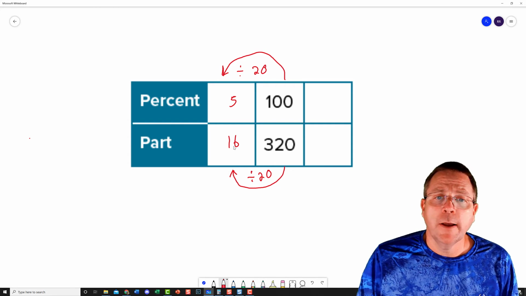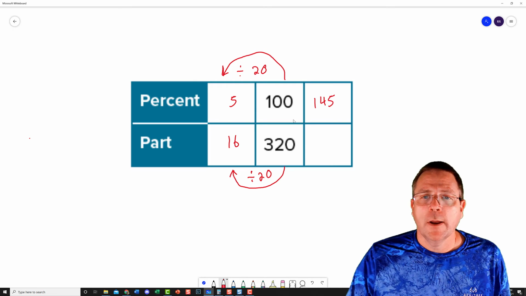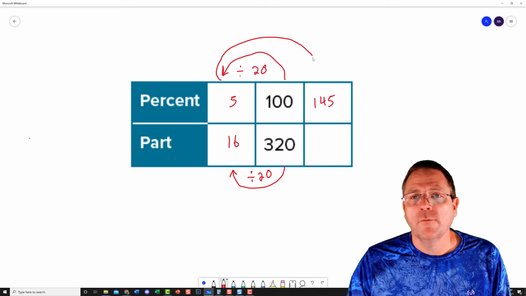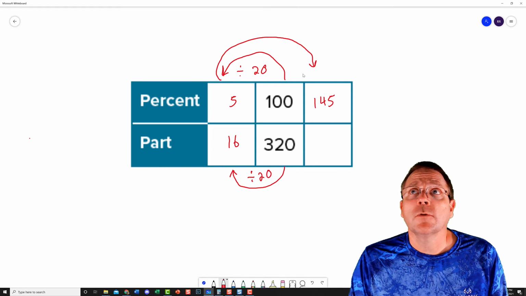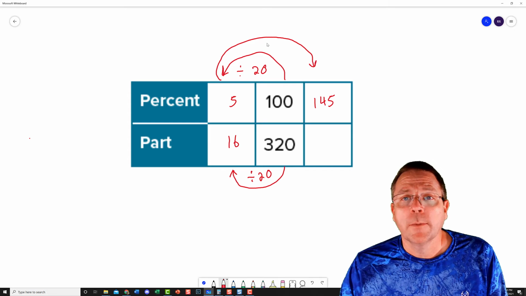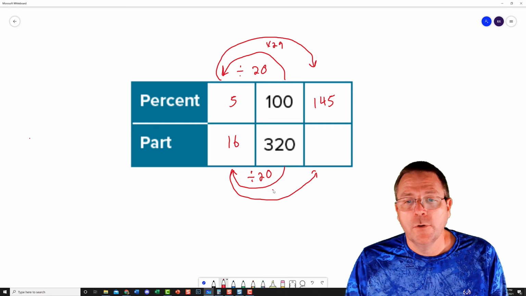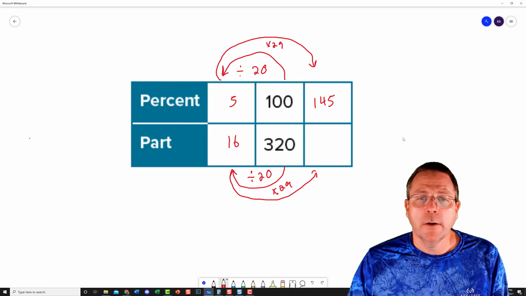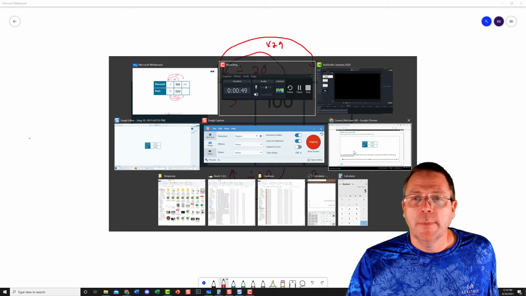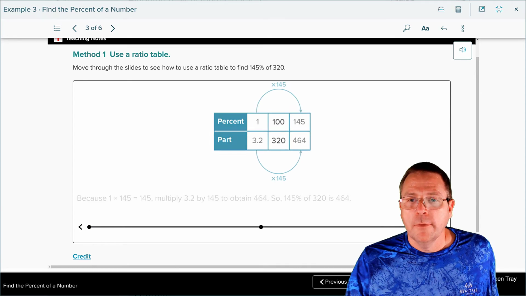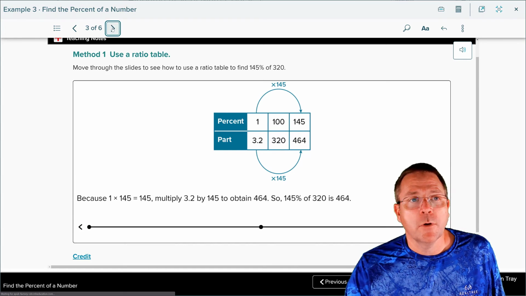But I don't want 5%, I want 145%. So to get from 5 to 145, I have to multiply 5 by, let's see here, that answer is going to be 29. So I'm going to do times 29 on the top. Therefore, I also have to do times 29 on the bottom. And when you multiply 29 times 16, you end up getting the same exact answer that they got, 464. But I'm not going to waste your time doing that grunt work.